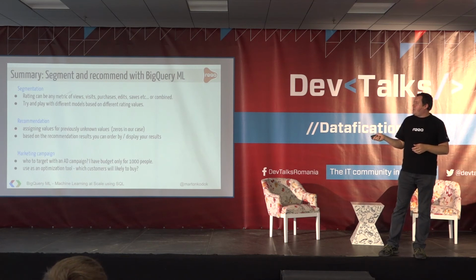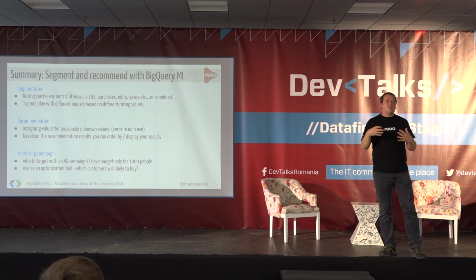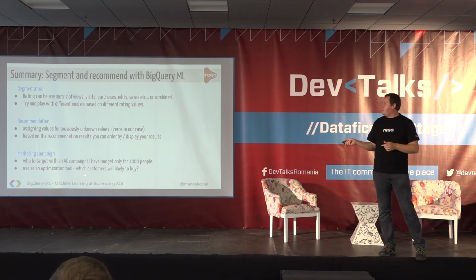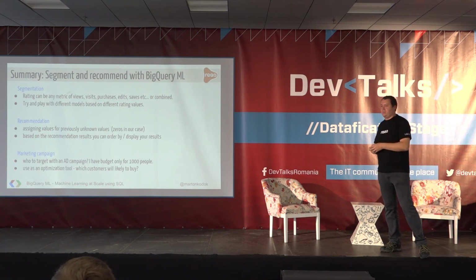You can assign previously unknown values, that's the recommendation, sorry. And based on the recommendation, you can order users by your system. As I mentioned, for 1,000 people, for example, you are answering questions like which customers are likely to buy.